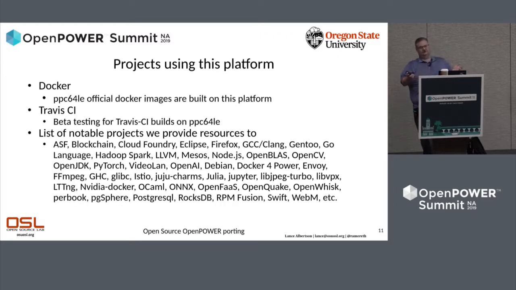So here's a quick synopsis of the kinds of projects that are using this platform right now. Docker is using it to build all of their PowerPC little endian Docker images. Travis CI is doing some beta testing. I've been working with Garrett quite a bit on that. Some of the jobs that go through Travis CI now go through our system. And then a whole bunch of other projects that we provide resources for, whether it's part of their CI, development, testing, you name it, it's in there. So it's quite a few projects that we encompass, and it grows and grows and grows.